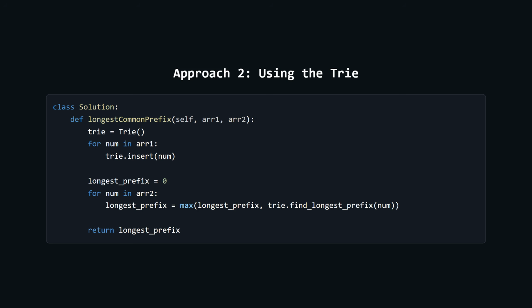And this is how we actually use the trie in our main solution. It looks very similar to the set approach. We put all the numbers from the first list into our tree. Then we check every number in the second list against the tree, and keep track of the highest score.